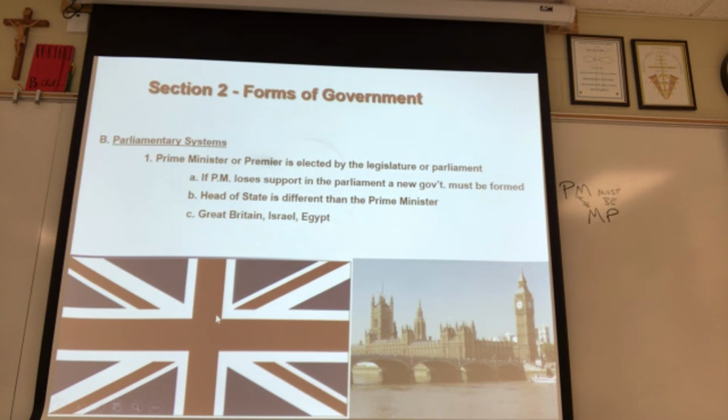You know what the British refer to their flag as? They call this flag the Union Jack. That's what they refer to their flag as, the Union Jack. Okay.